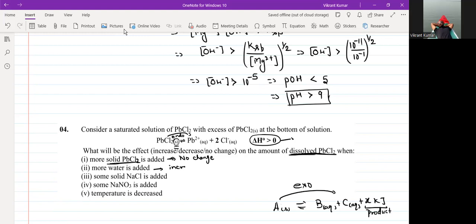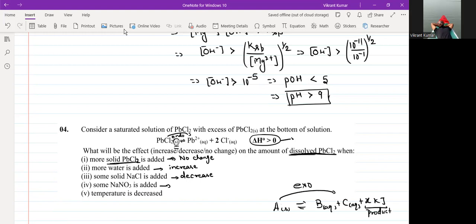और otherwise दूसरा तरीका क्या है? If you are adding the water, the concentration of ions will decrease, है ना, and that's why Q will decrease. If Q is decreasing, it will become less than K, and that's why there will be forward shift. NaCl is added. Backward shift. Cl minus will cause backward shifting, and backward shift will decrease the amount of dissolved PbCl2. So decrease.